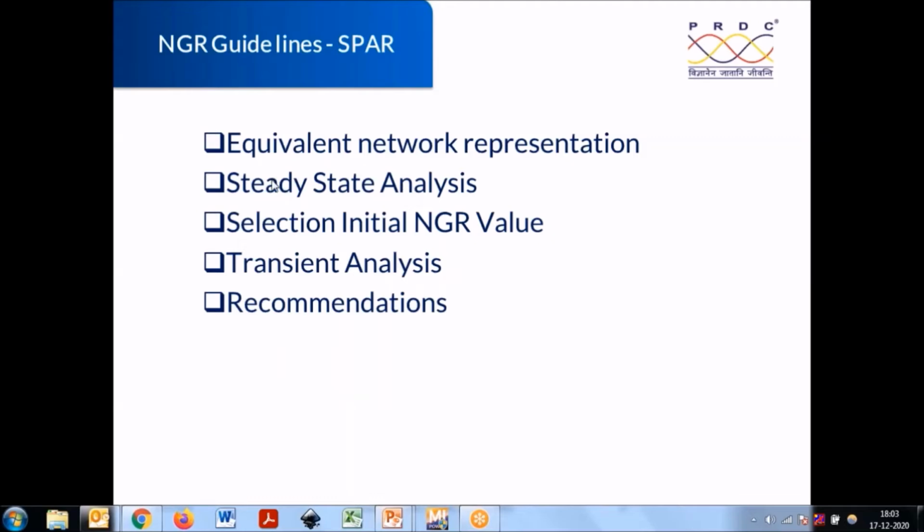So first we need to find out by varying the NGR value, and we can do some steady state analysis here. Next, selection of the initial NGR value based on the steady state values. Using this initial value, again you conduct a transient analysis, where we can see whether, for the selected NGR value, the arc can extinguish automatically. Then finally we have to provide recommendations or technical parameters for this neutral grounding reactor.